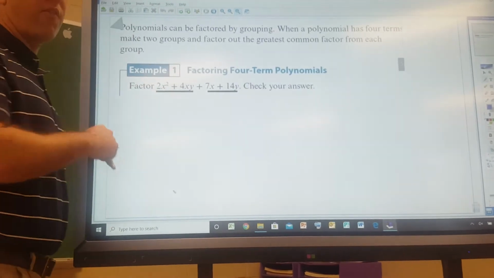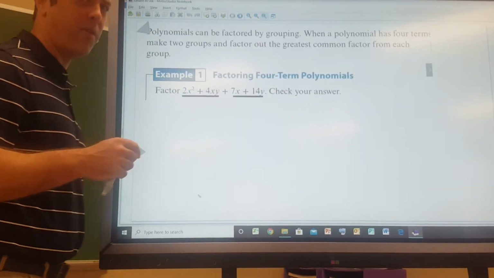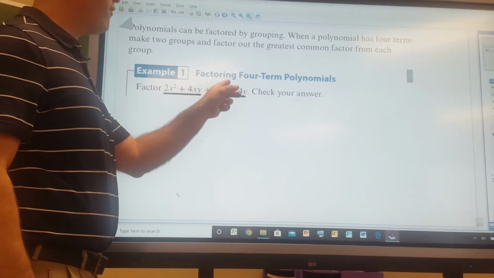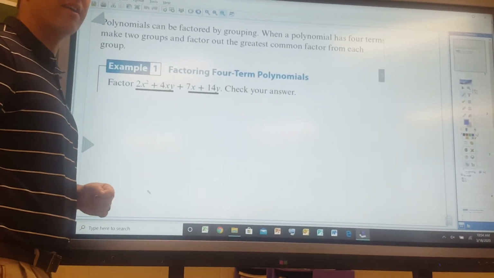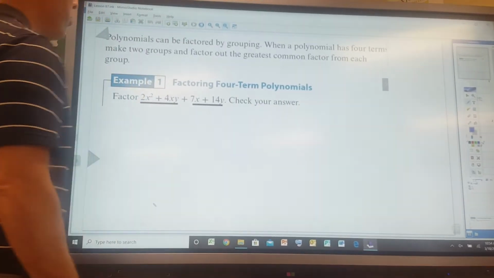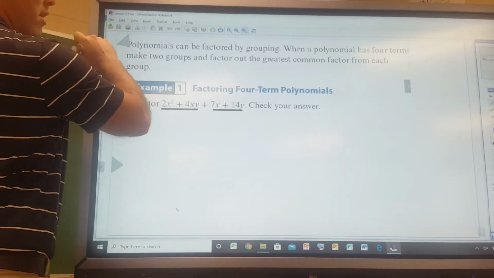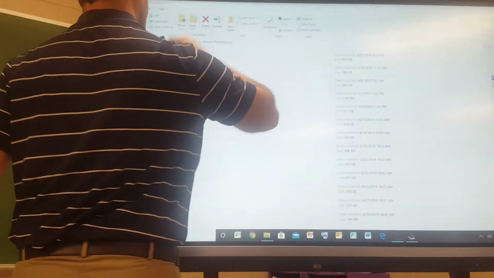But we do have a common factor of 2x. Yes, you got it. Maybe you didn't. And we look at this, 7x and 14y. They both have a common factor of 7. So what we're going to do is factor these out in groups. I got these arrows going in funky places. Make it a little bit bigger.